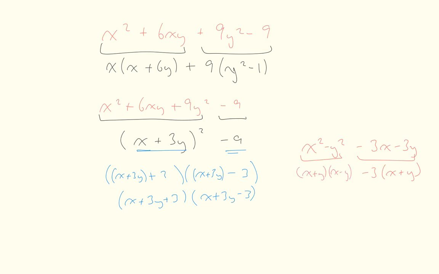And can I go any further? Well, I can if I've got something in common, and I do. I have the binomial x plus y in common, right? And once I take my x plus y out, what am I left with? Well, from the first one, I'm left with x minus y, and from the second one, I'm left with minus 3. So here's just a case of factoring by grouping that factors down to a binomial and a trinomial.